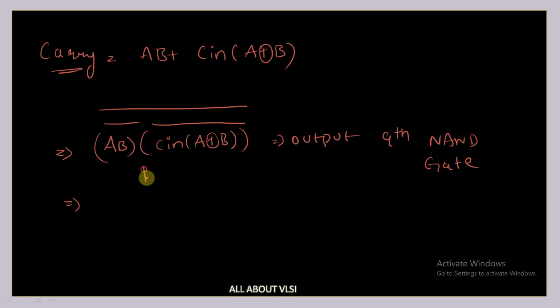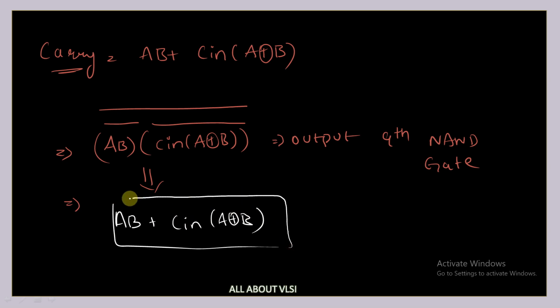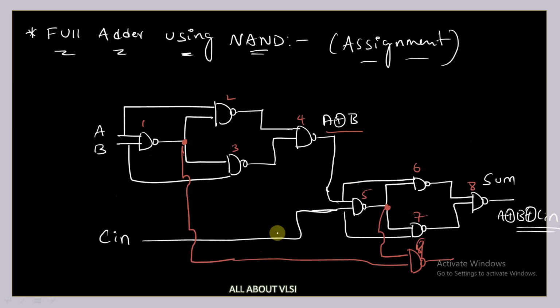If I solve this, I am going to get the equation of carry. What is the equation of carry? AB plus Cin into A XOR B. This is how I am going to get my carry from this circuit. Yes, is this clear for everyone? Any doubts or queries in this?